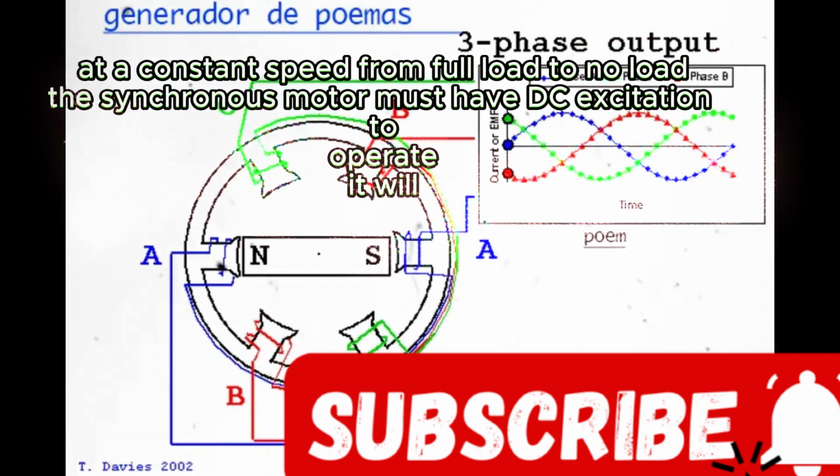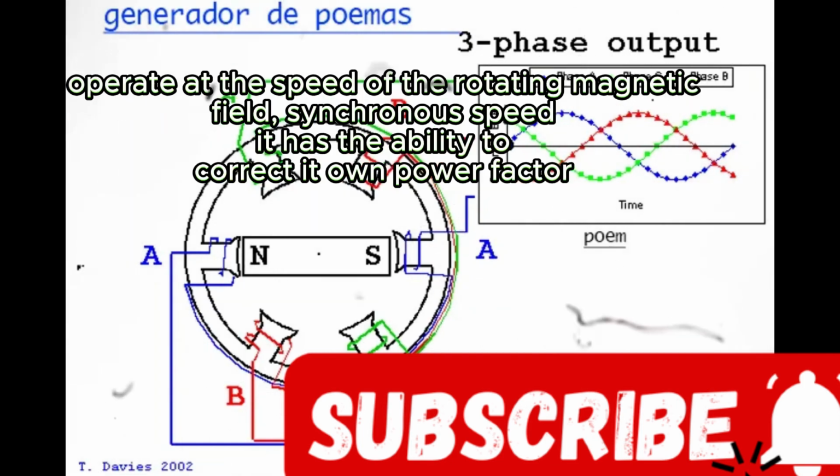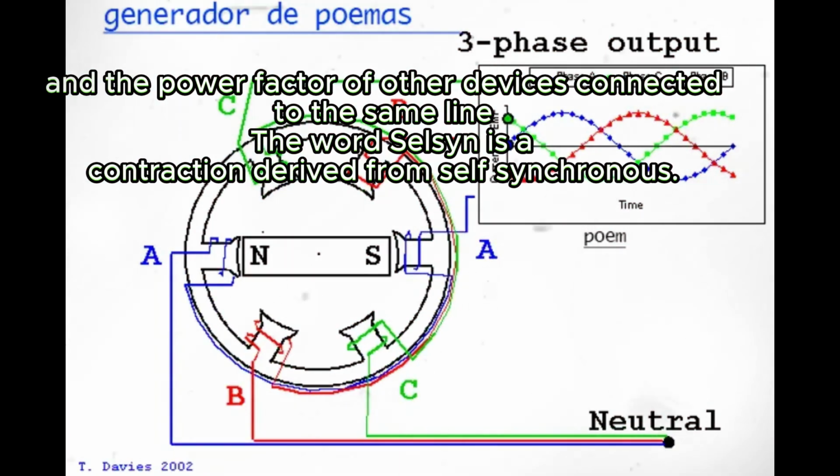A synchronous motor must have DC excitation to operate. It will operate at the speed of the rotating magnetic field, synchronous speed. It has the ability to correct its own power factor and the power factor of other devices connected to the same line. The word Selsyn is a contraction derived from self-synchronous.